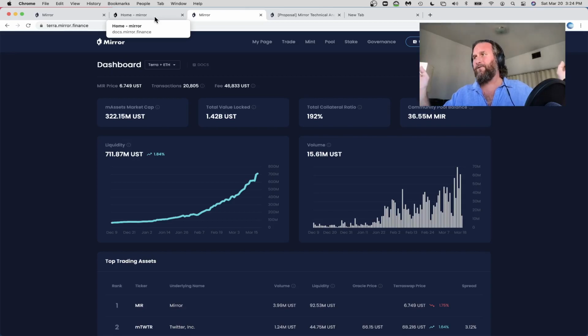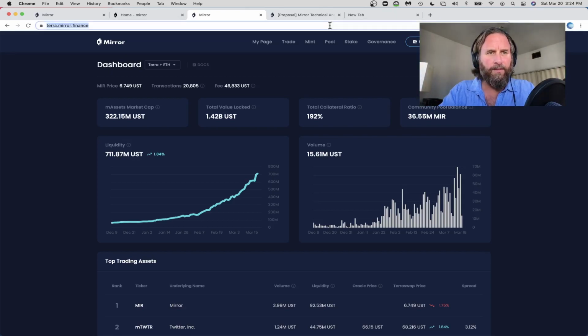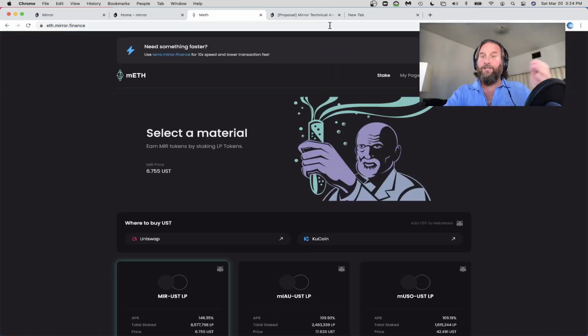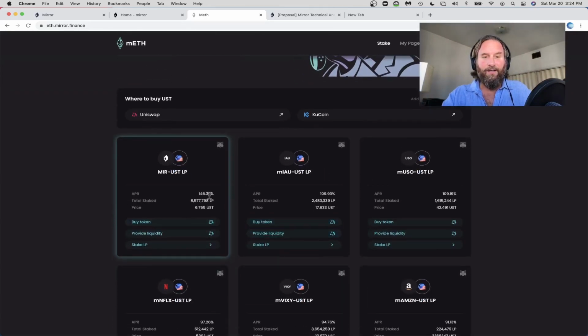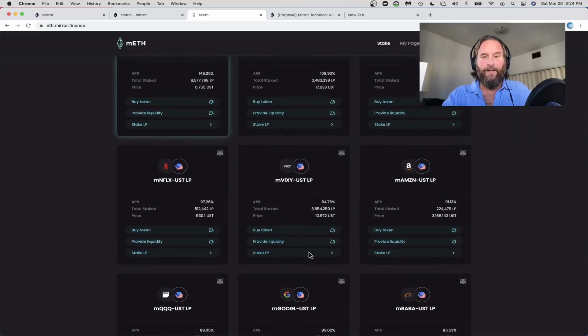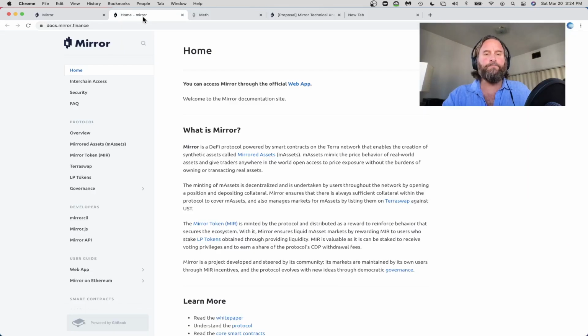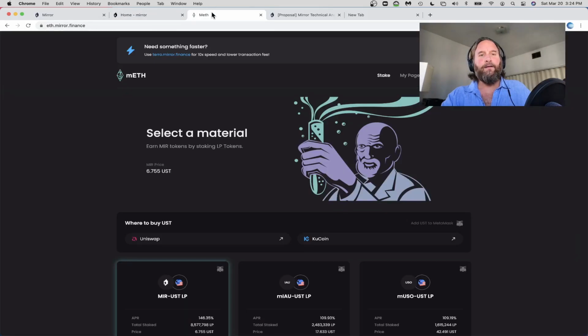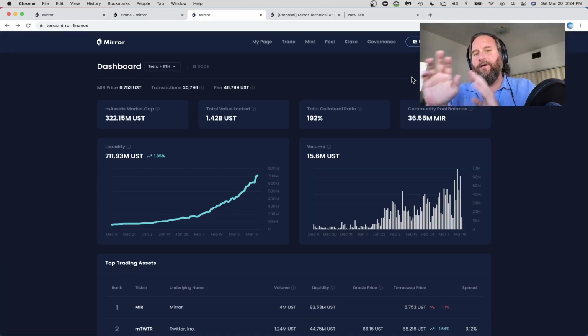Oh, you want to be on Ethereum and you want to play on Mirror? Let me show you, just real quick. ETH.mirror.finance. Here's the ETH version, and here's all the APRs that you can get there. Okay, now let's go back to the Terra side. I'm not going to talk about the ETH side right now.